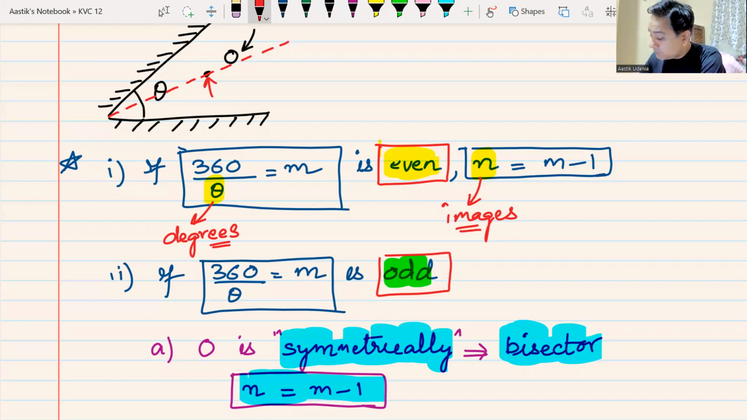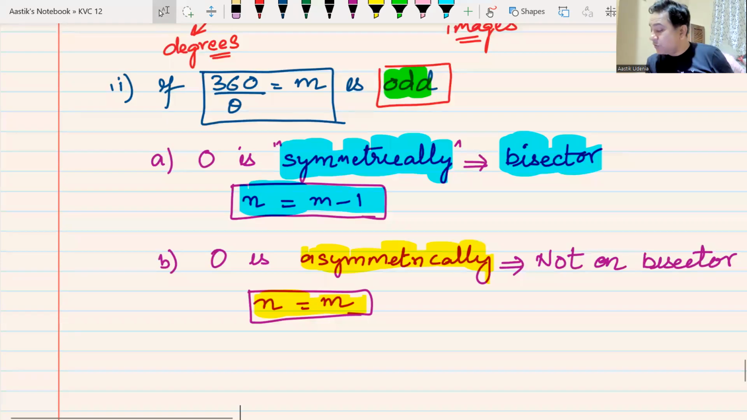So when it is placed asymmetrically, not on the bisector, then the number of images would be the same as m. Don't worry, I'll show you a table. You will be able to make out what I mean to say there, so that you don't have to solve it.